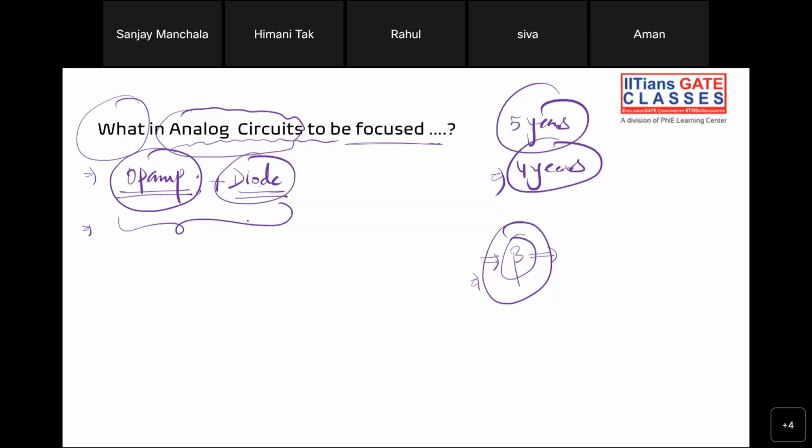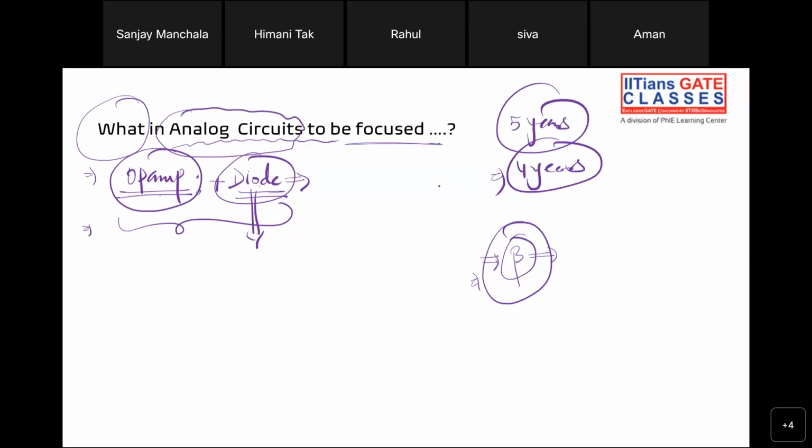Can somebody tell me what problem was there in the diode? They are connecting diode plus op-amp, and you're getting a new kind of application, right? And what advantage are you getting over there? Anybody, what problem is associated with a diode? I'm talking about any semiconductor diode, or any ideal diode.